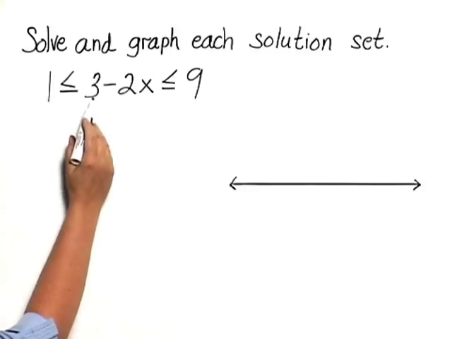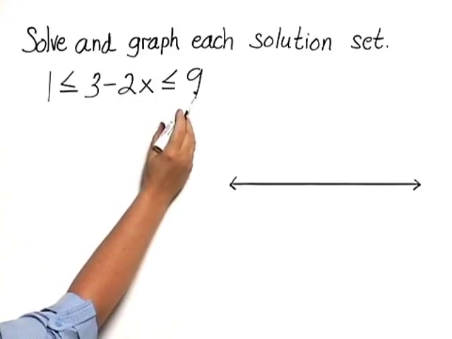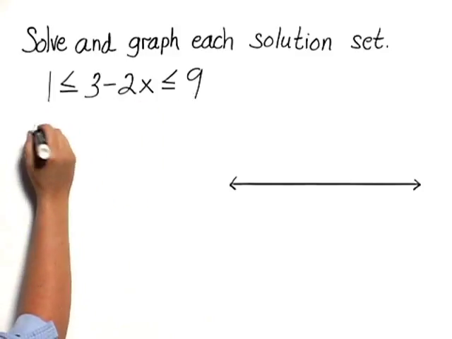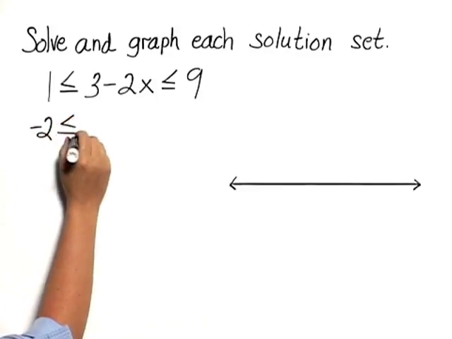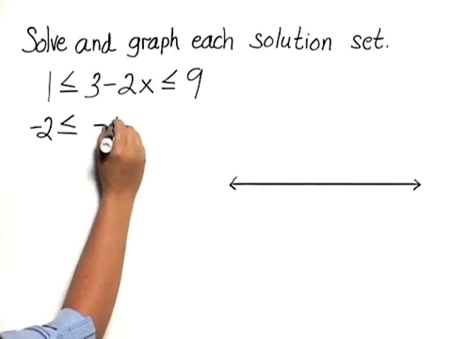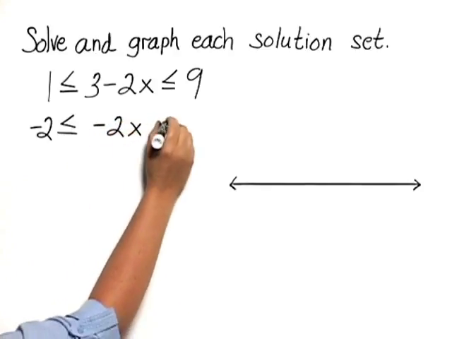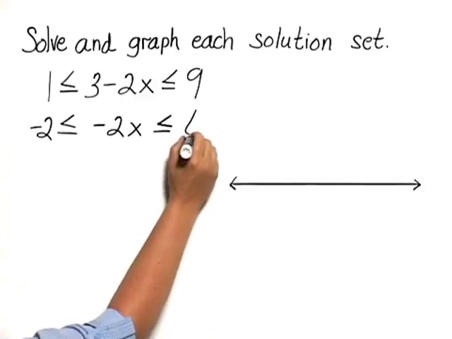So let's start by subtracting 3 from here and from here and from here. 1 minus 3 would be negative 2 is less than or equal to, subtracting 3 in the middle, we just have negative 2x, and that is less than or equal to 9 minus 3, which is 6.